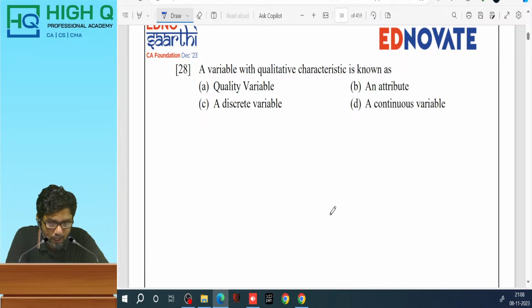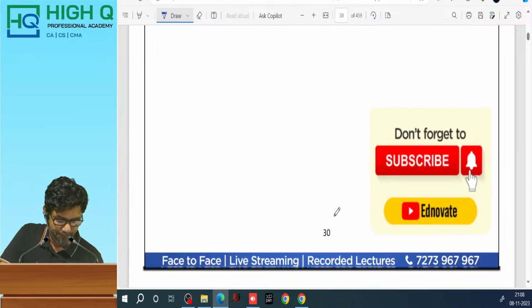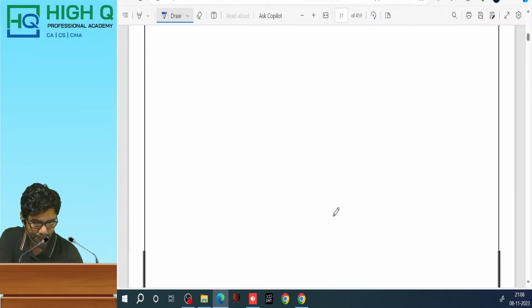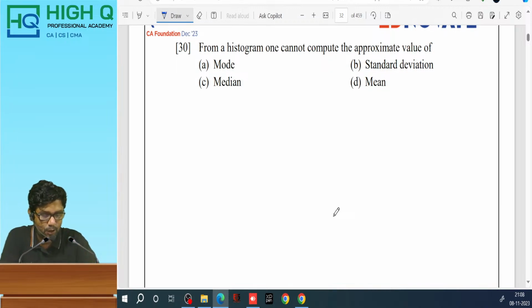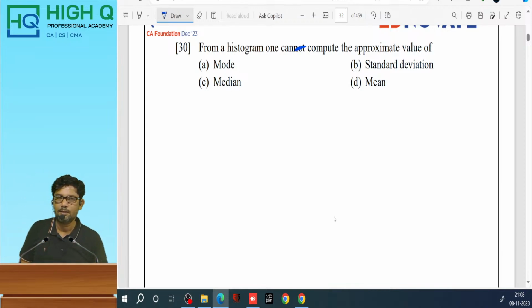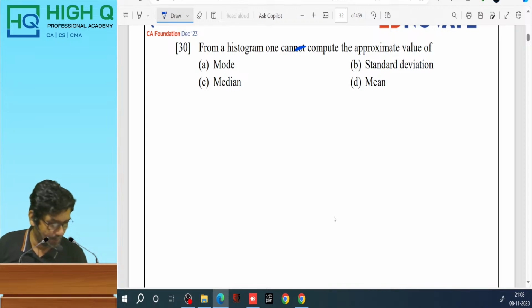A variable with qualitative characteristics is known as... Very good. I think everyone can give this answer. The accuracy and consistency of data can be verified by scrutiny. Correct? The accuracy and everything can be verified by what? Scrutiny. From the histogram, one can compute the approximate value of mode.